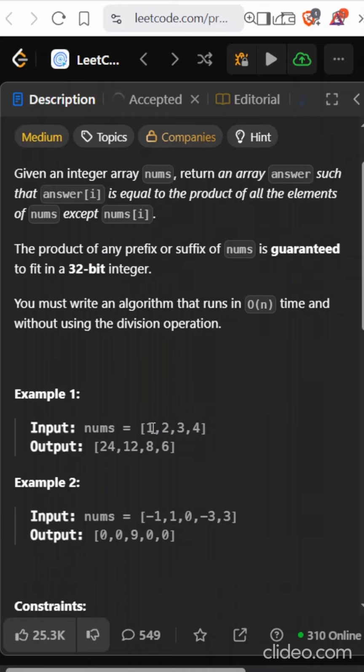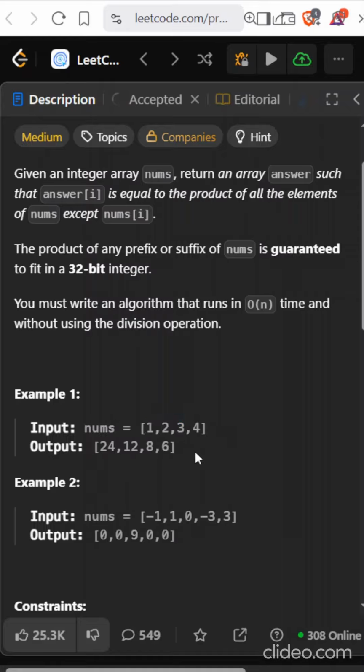For example, for 1 2 3 4, I have to give, for the very first element, the product of the rest, 2 3 4, and that is 24. For 2, I need to return the product of 1 3 and 4, that is 12. For 3, I have to return 1 2 and 4, and for 4, 1 2 3.